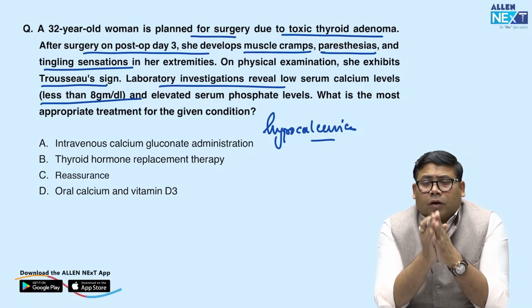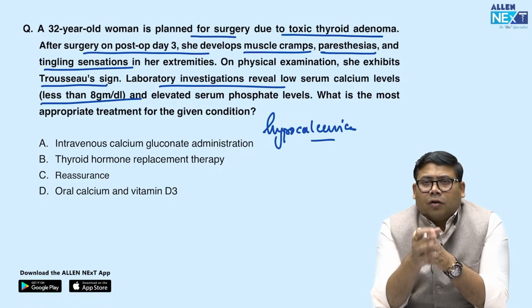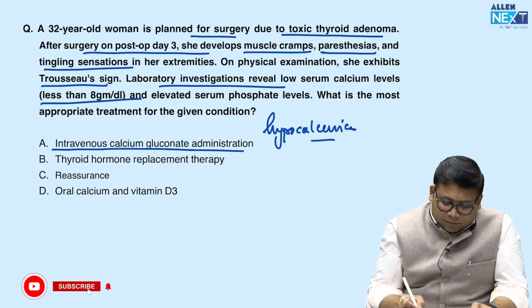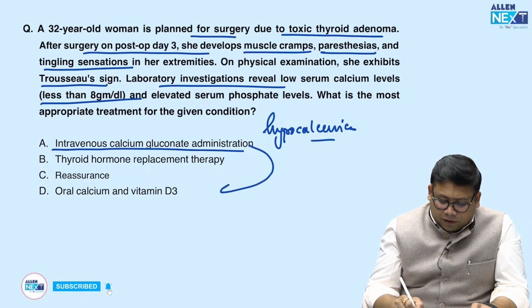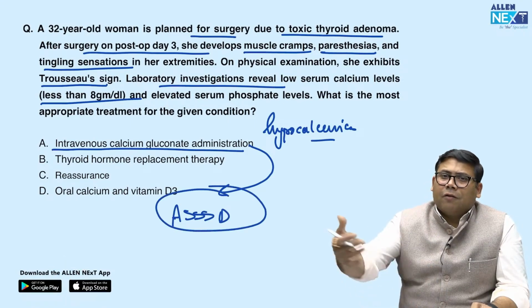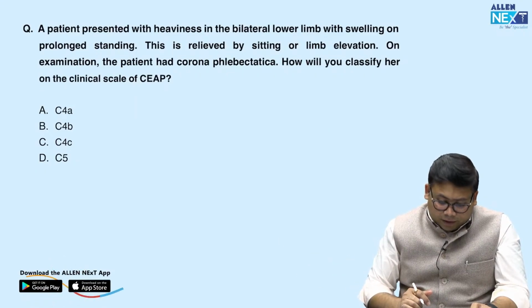So you need to go for IV calcium gluconate, and along with that, the oral calcium supplementation has to be started. So IV calcium gluconate is what is required, and then once the patient is stable, A is far better than D, or you can say A followed by D is the next line of management.